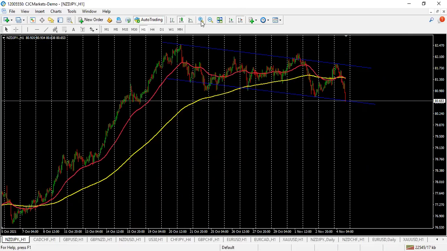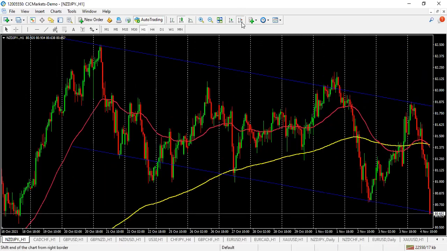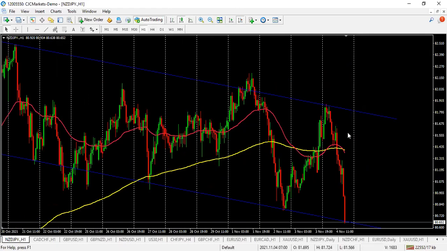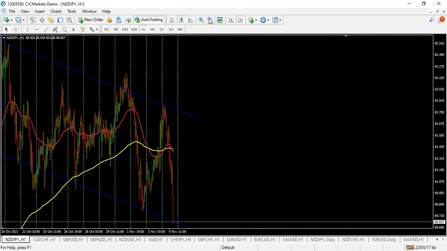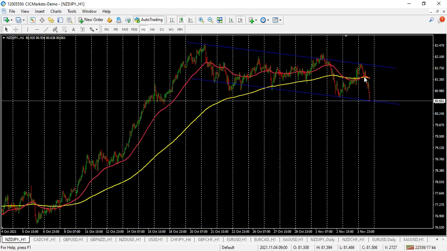But all you need to wait for now is to confirm if price will close below it. If it doesn't, then it still means that the market is still on the sideways. But either way, because the market is below the moving average 200, it is on a downtrend.